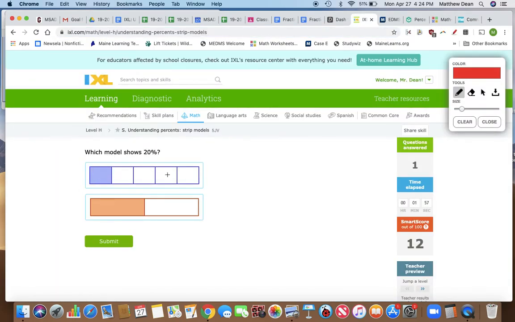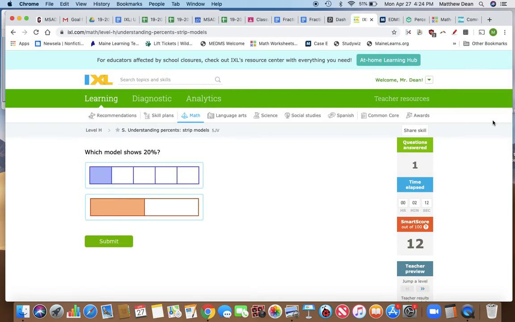1, 2, 3, 4, 5 parts in the whole, with 1 shaded in. So we know that this one is going to be our 20%, or 1/5. Okay, so I'm going to highlight that one. I have to close that first. So I'm going to highlight this one. We know this isn't 20% because half of it is shaded. That would be 0.5 or 50% or 1/2. So this one here is our 20% up top.